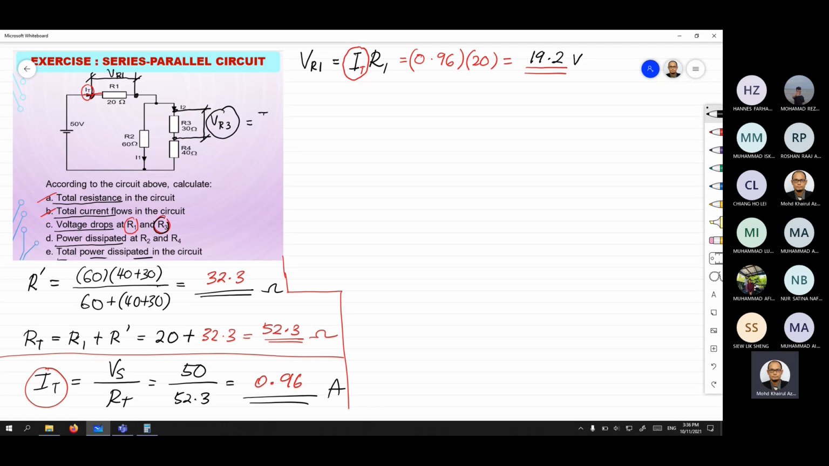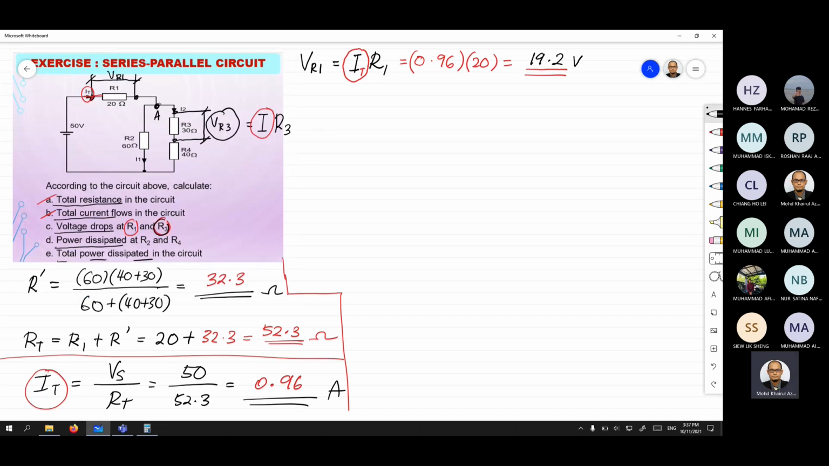And then VR3 is given by I R3. Again, I'm asking you, current apa? I total. No. Cuba tengok, dia dah pecah tu. Dia dah ada junction. Dia dah lalu junction dah ni. Dia pecah macam ni, takkanlah I total lagi kot. I2. You faham tak? Now, the problem is that you don't know the value of I2. R3 you tahu, 30 ohm. Then I2 don't know.